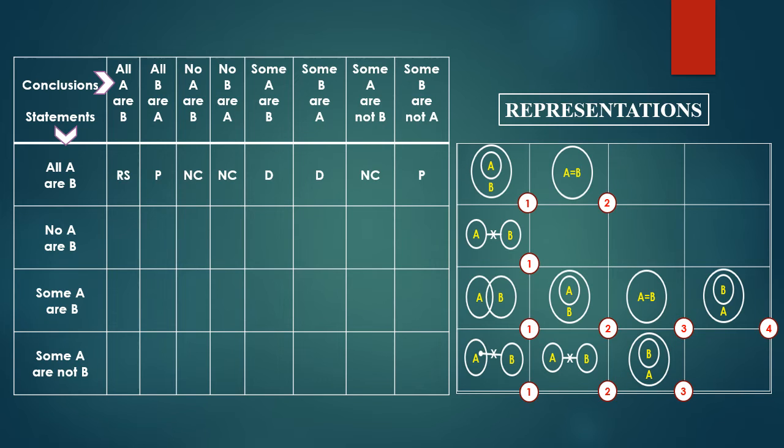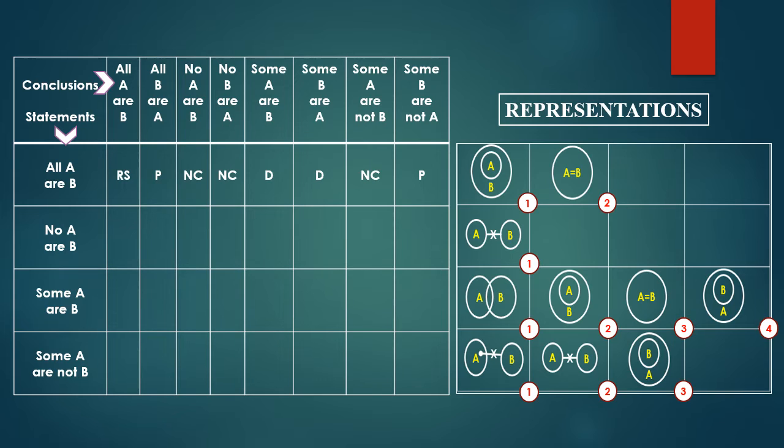No A are B is a no conclusion, because in any of the diagrams we are not seeing no A are B. A and B are disjoint sets, and we are not able to see that in the first or second representation of all A are B. Same logic applies for no B are A. Now some A are B. This is a definite conclusion.